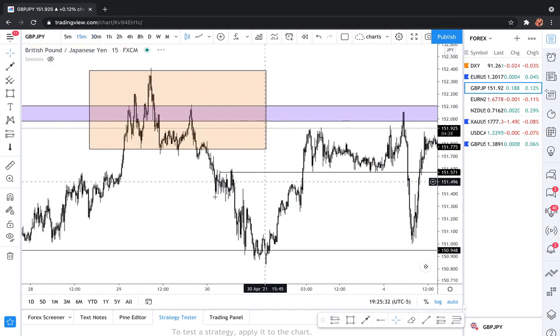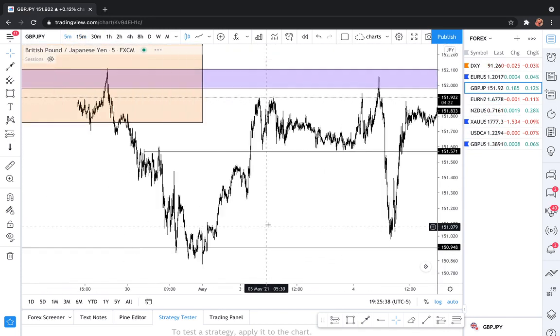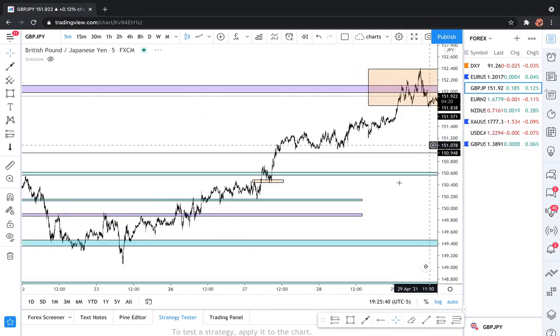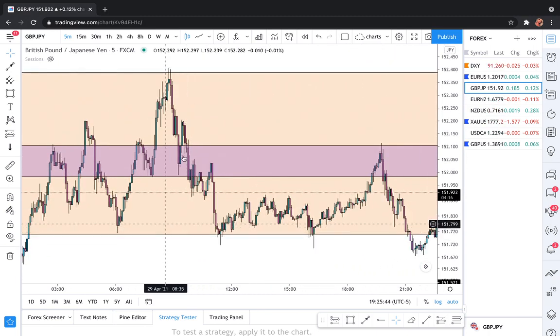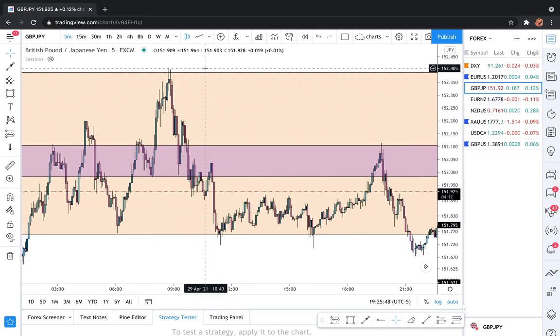That's what it looks like on the 15, or at that 30. This is what it looks like on 15, and then 5-minute looks like this. Okay, so it ended up coming up to around 152.4. So then it ended up dropping, coming up here to 152.2. So anywhere around these prices, like this is what I'm saying.